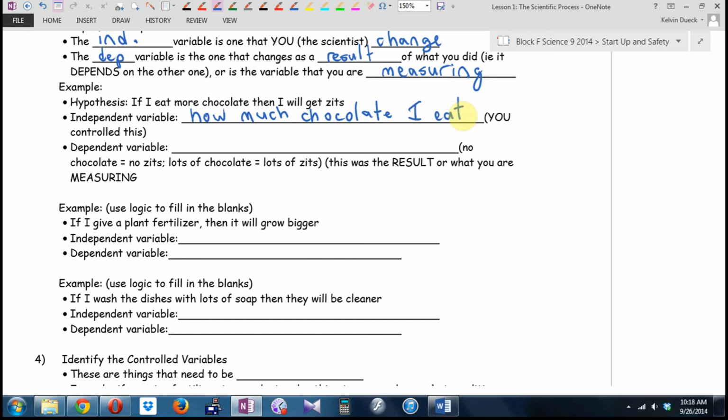The dependent variable. Okay, so how much chocolate I eat might affect what? Looking at the hypothesis. You think you're looking for a word that has a Z? Yeah. In this case, though, that was the hypothesis from yesterday. What's this hypothesis? It's a word that begins with a Z, I think. In fact, you know what? I think the dependent variable would be number of zits, and because it's a number and you're counting, that could be quantitative, right? Maybe no chocolate equals no zits, lots of chocolate equals lots of zits. Maybe this is the result or what you're measuring.